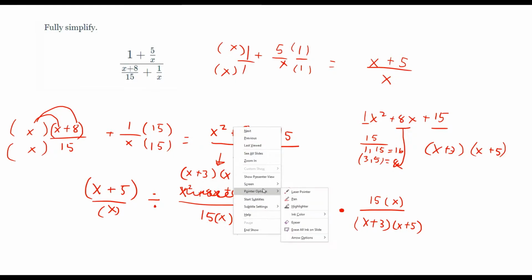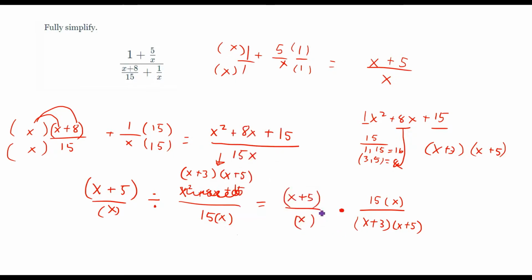Alright, let me change color because sometimes it can get boring. Okay, so I have x here and x here, so I can cancel those out. And I have x plus 5 here, and I have x plus 5 here, and I can cancel those out. So now 15 doesn't get multiplied onto anything, so it stays the same. And then x plus 3 doesn't get multiplied onto anything, so it stays the same. And that's our final, fully simplified complex fraction.